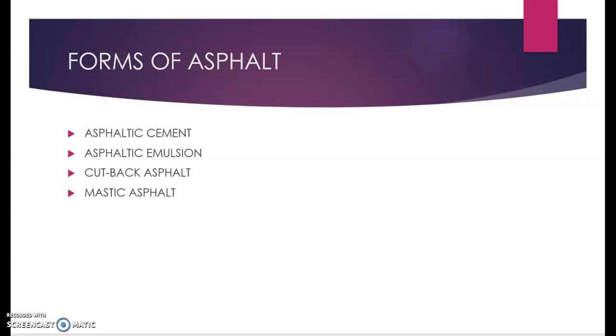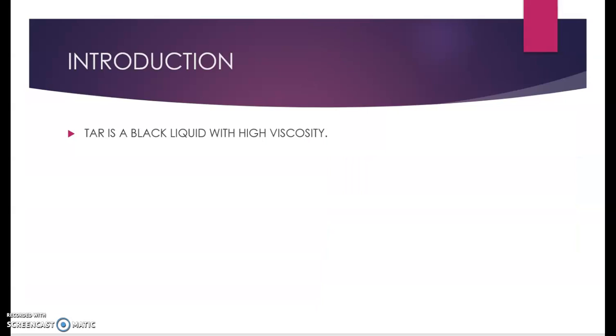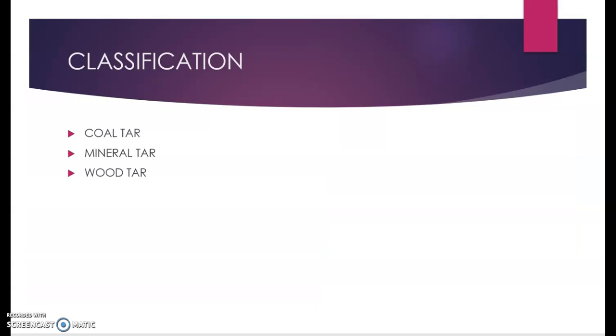The next bituminous material is tar. Tar is a black liquid with very high viscosity. It's classified as coal tar, mineral tar and wood tar. Coal tar is a heavy, black, strong smelling liquid. This variety of tar is prepared by heating coal in a closed iron vessel. Escaping gases are allowed to pass through tubes, and coal tar gets deposited on these tubes. It's usually a byproduct during manufacturing of coal gases.